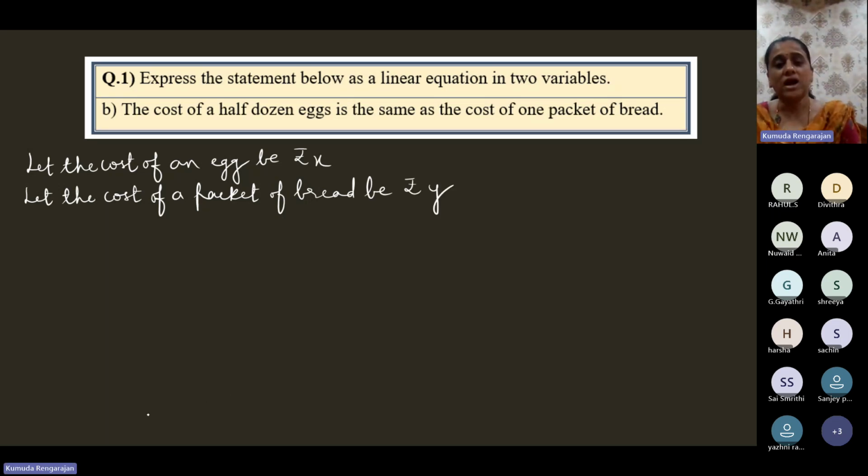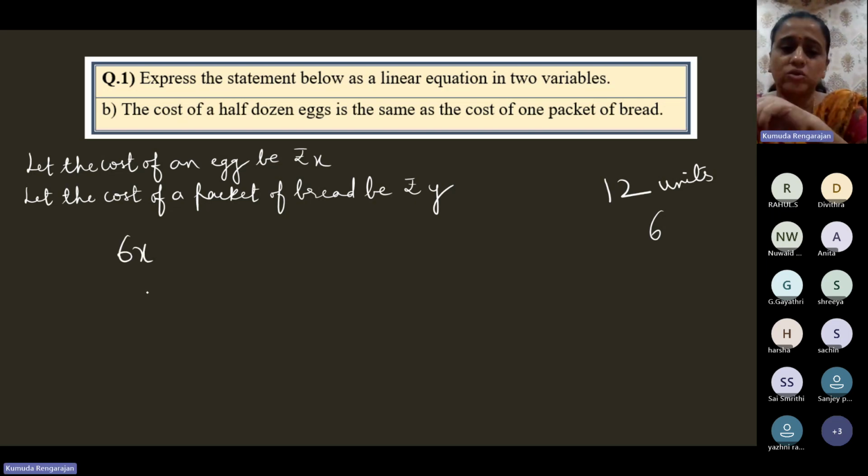So the cost of half a dozen of eggs, meaning 6 eggs. A dozen is a unit of 12. 12 units make 1 dozen. So half a dozen meaning 6 units, 6 eggs. 1 egg costs X rupees. So 6 eggs will be X plus X plus X plus X plus X plus X, which is 6x.